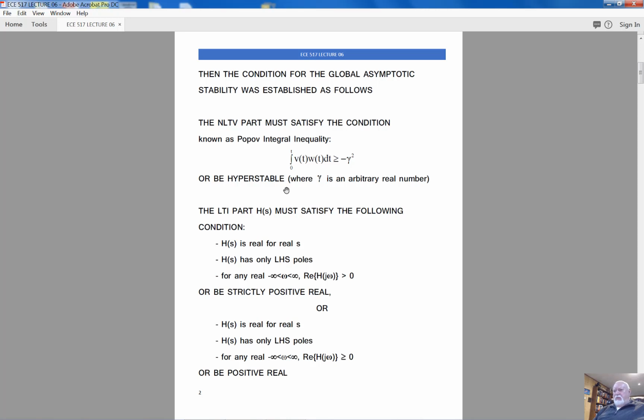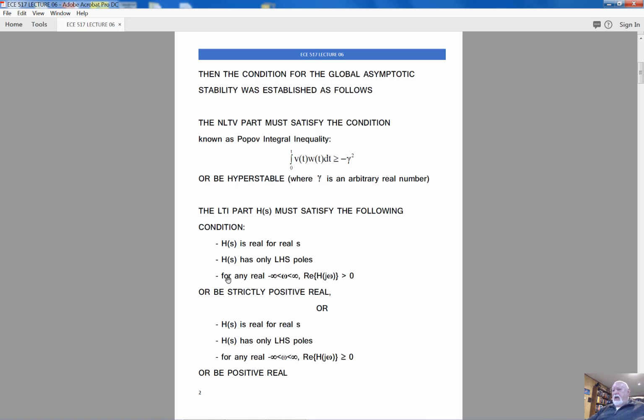The linear time-invariant part must satisfy the following conditions. First of all, if we represent the linear time-invariant part by a transfer function, H of s, this transfer function must be real for any real s. I guess it's a condition that is always assumed. H of s must have only left-hand side poles. The linear part is supposed to be stable. And it also is not a big deal to imagine because it represents the reference model. And nobody would be using an unstable reference model. It surely must be stable.